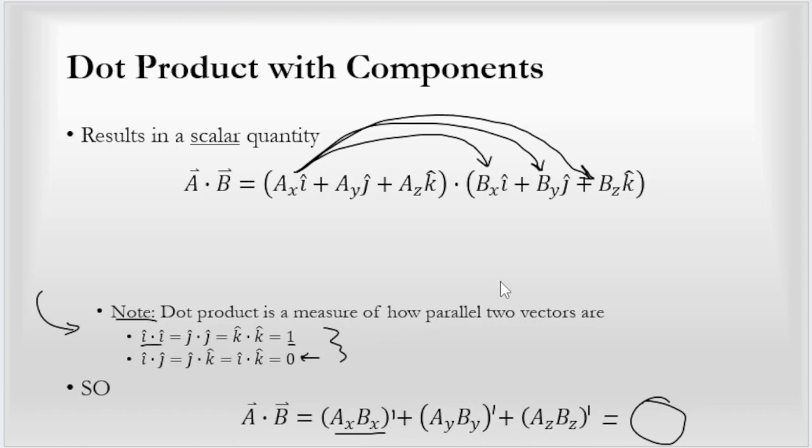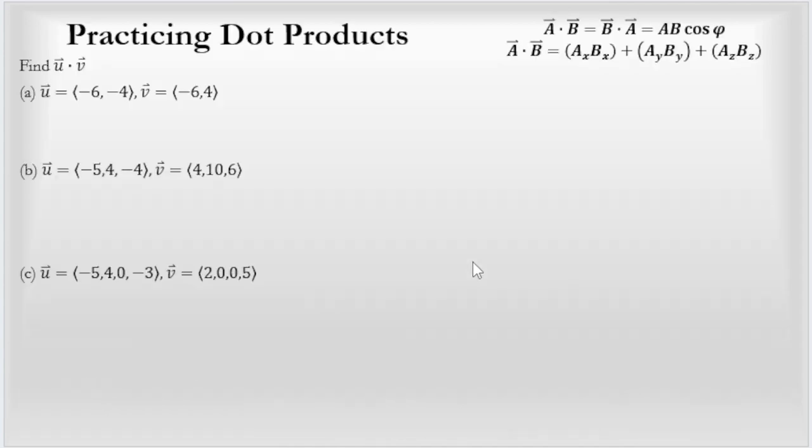We can relate the two. If I know the dot product of given components, I could relate it to the dot product given the magnitude of the two vectors and the angle between them. So I picked some problems for us to practice on. This is practicing dot products. We're just going to use the equation and get used to doing a dot product.